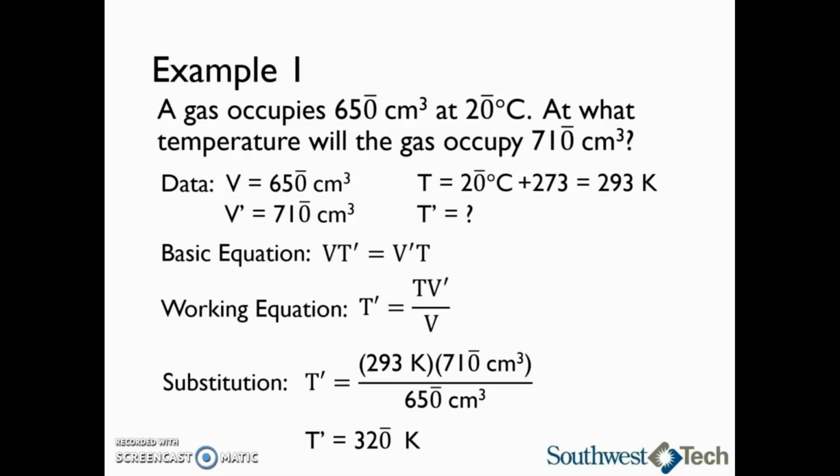However, since our original temperature was in Celsius, our answer should also be in Celsius. 320 Kelvin minus 273 is 47 degrees Celsius. This concludes our discussion on Charles's law.